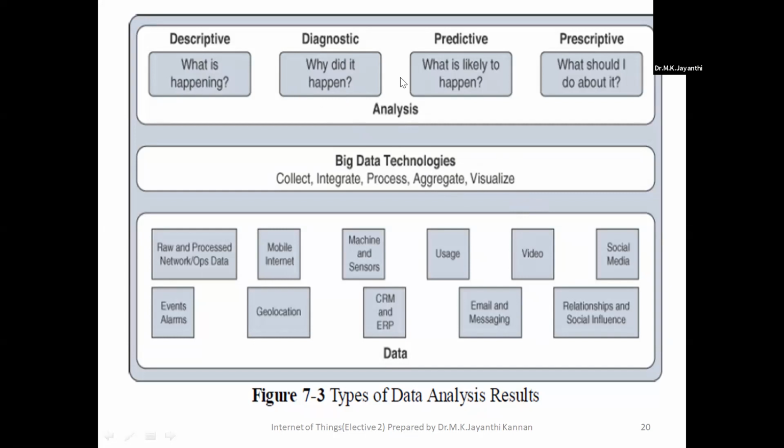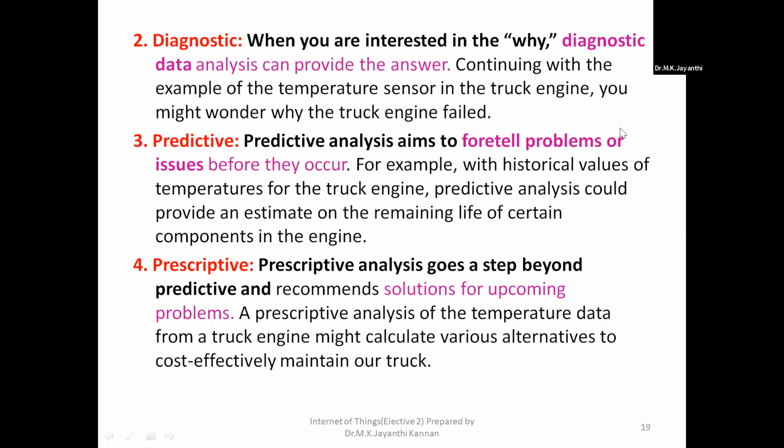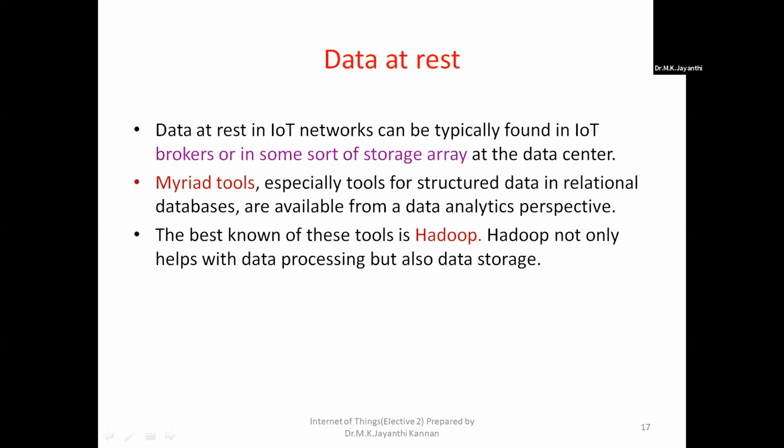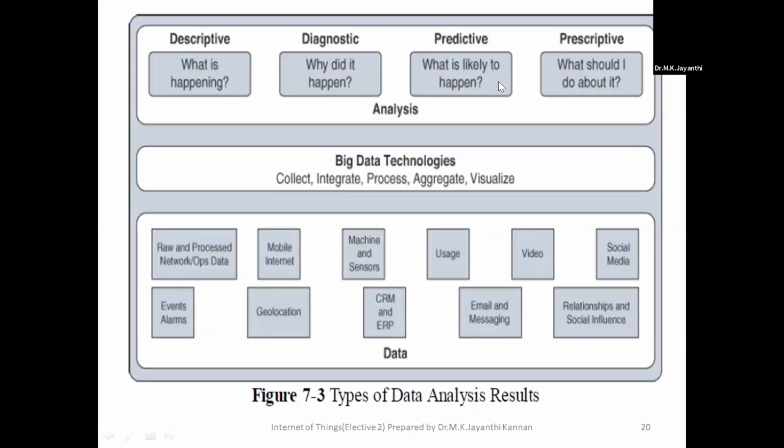The same way, if you apply the data to predictive analytics, we can predict what will happen in the next 2 months or 3 months or 6 months, short term, 1 year or 2 years. Or if it is prescriptive, we can come out with the solution. So the diagram shows you all 4 types of data analysis results. So any doubt?